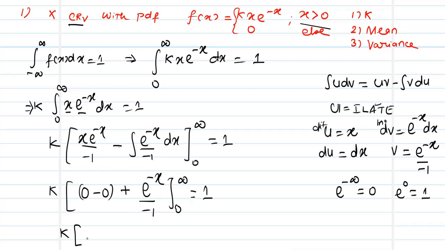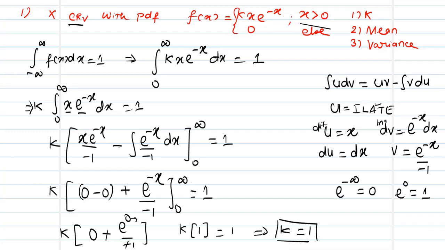So we have k times the upper limit e power minus infinity, which is 0, minus the lower limit e power 0. What is e power 0? It is 1, and we have a minus 1 over here, which cancels off, so the bracket can be identified with 1. So k times 1 is equal to 1, and so k is equal to 1. Now we have fixed the value of k, so our first subdivision has been solved.